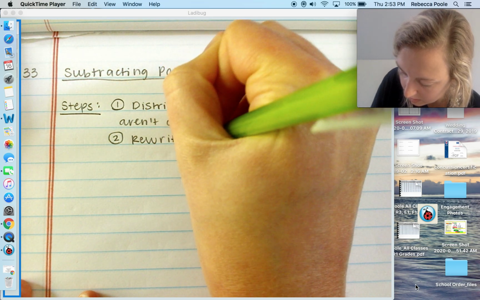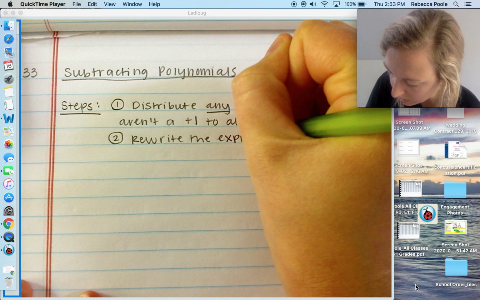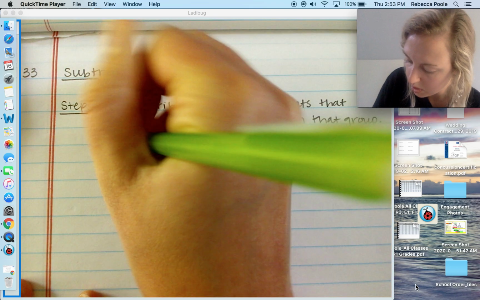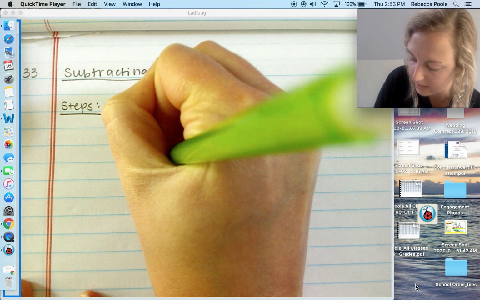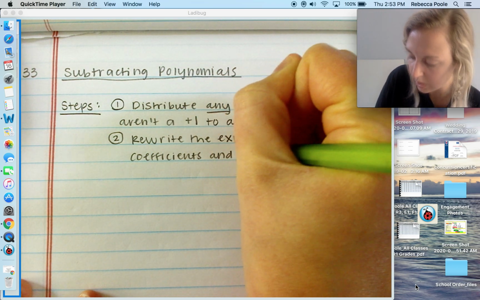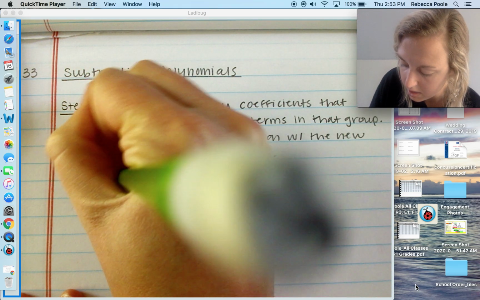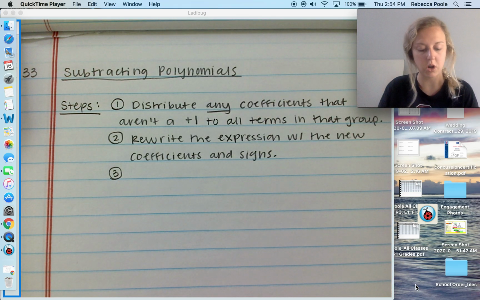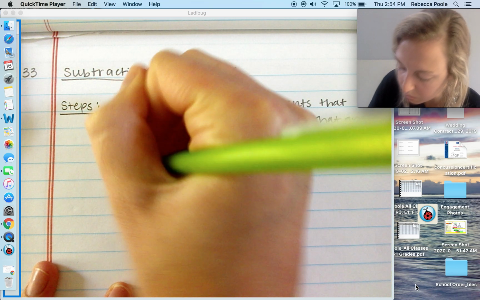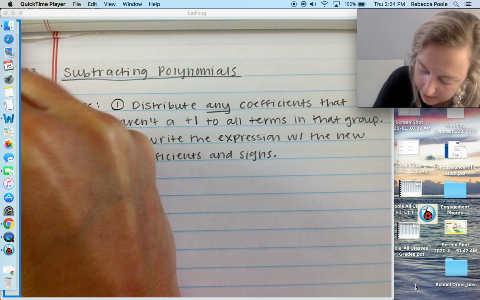Rewrite the expression with the new coefficients and signs. So again, I'm trying not to talk as much just to make this go quicker, okay? We'll write down the steps and then I'll talk you through examples. So step 1, step 2, step 3, this is where it becomes the same as adding. So I am going to write that, same as adding.